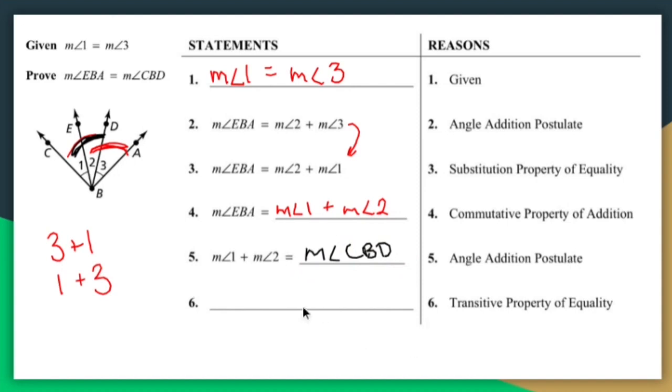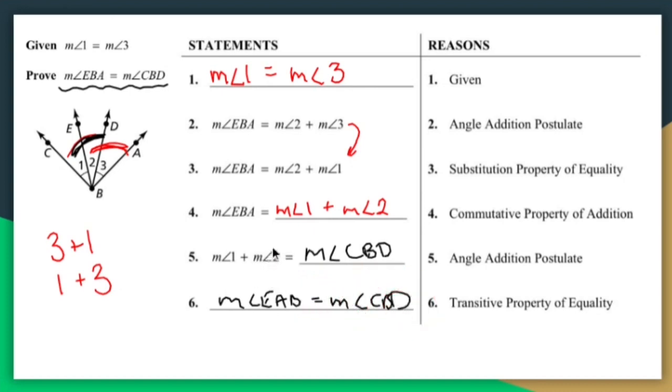And so now I'm at the very end. And what always happens at the very end? What you're trying to prove. So we could say the measure of angle EBA is congruent to the, well, equal to the measure of angle CBD by the transitive property of equality.